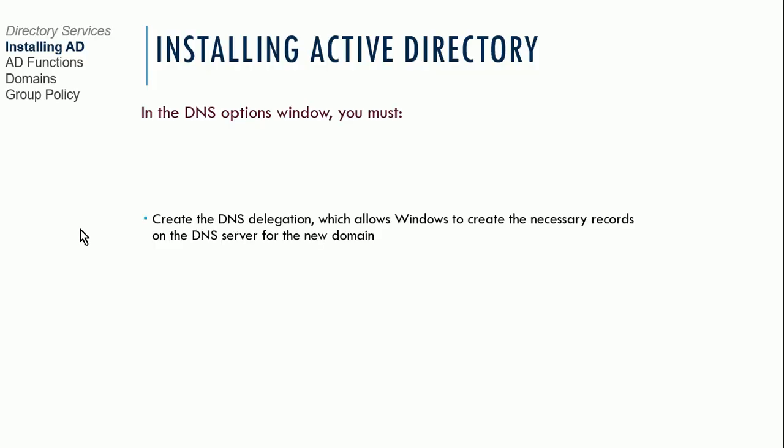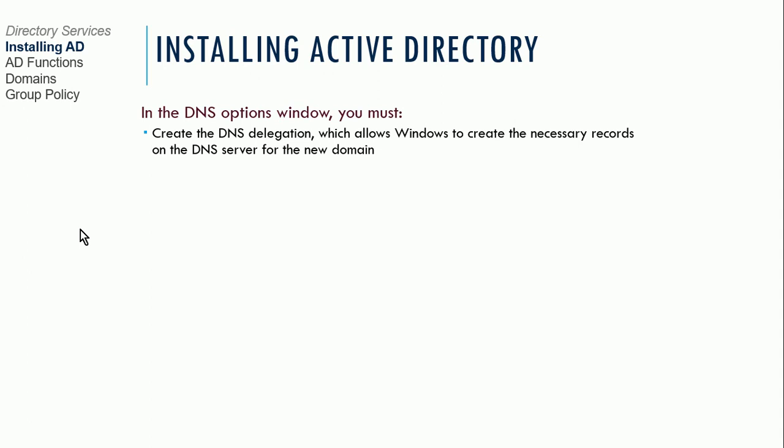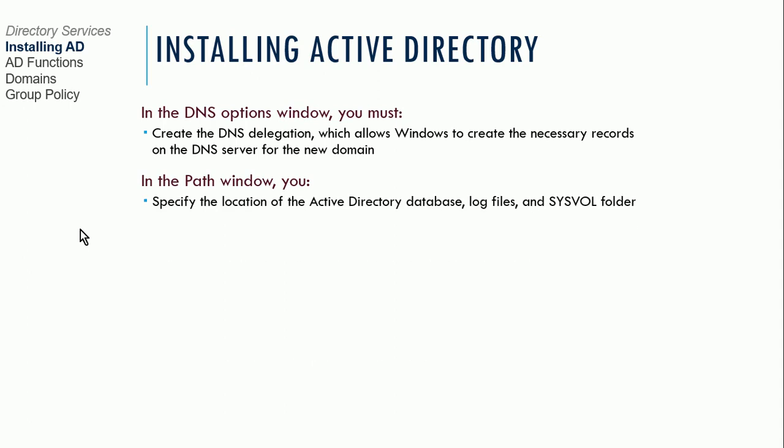In the DNS options window, you have to create the DNS delegation, which allows Windows to create the necessary records in the DNS server for the new domain. So if you're creating a new domain, it has to tell the DNS server about this new domain so that it has the understanding of this domain, because it's going to add some records for that. In the path window, you will specify the location of the Active Directory database, log files, and sysvol folder. There are some defaults in there, but you could change those if you need to.